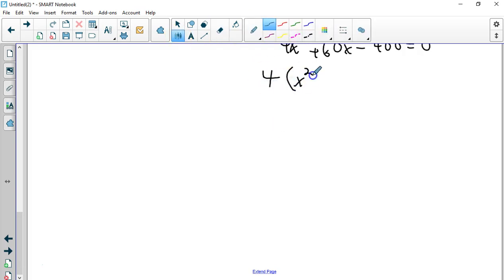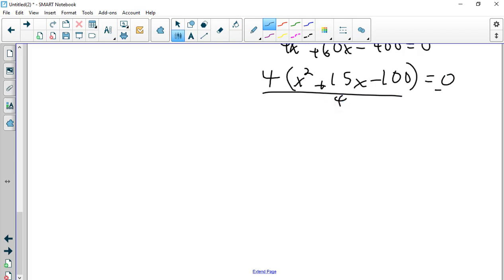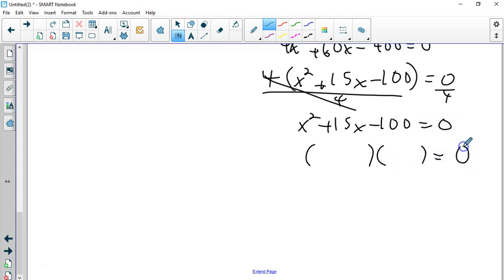So I'm going to get x squared plus 15x, much more manageable, minus 100 equals 0. Now I'm not going to need that 4, so I can technically divide both sides by 4 and get x squared plus 15x minus 100 equals 0. And now I'm just looking for two numbers that multiply to give me 100 that differ by 15.